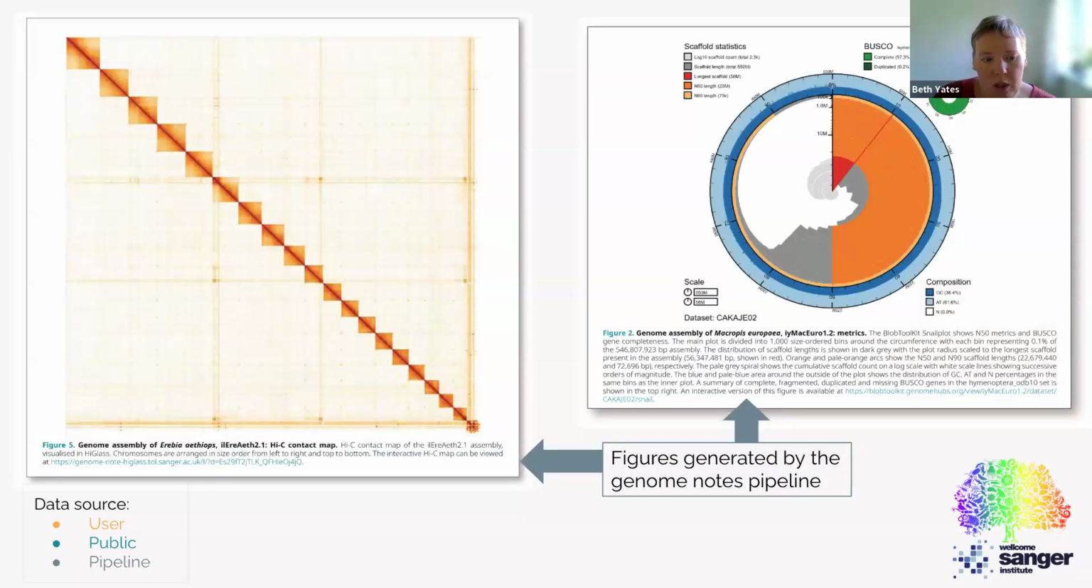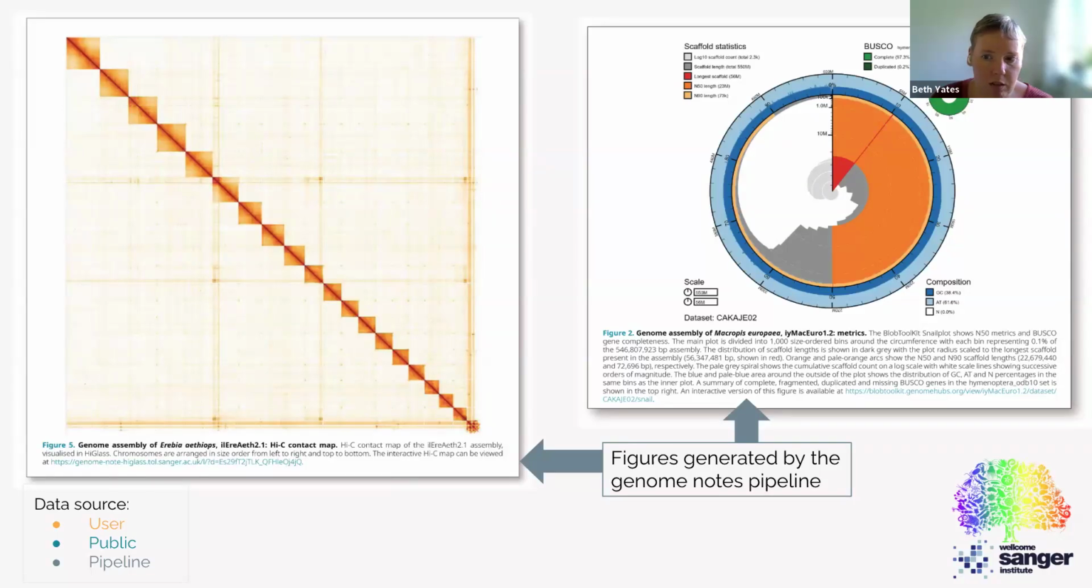As part of the genome note, we generate some images. The one on the left here is a Hi-C map. We generate those as part of the Genome Notes pipeline, and then we post the files that are generated to a public HiGlass server. So there is an interactive version of the Hi-C map that anyone can go and interact with.